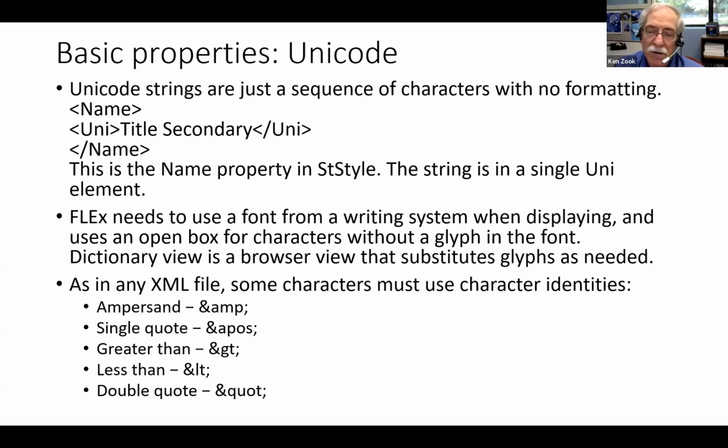Flex needs to use a font from a writing system when displaying data, and uses an open box for characters without a glyph in the font. The dictionary view is a browser view that substitutes glyphs as needed. So in data entry and interlinear, in places that are not using a browser view, you might see a square box, which means that the font you're using doesn't have a glyph for that character. And as in any XML file, some characters must use character entities to avoid messing up the XML.